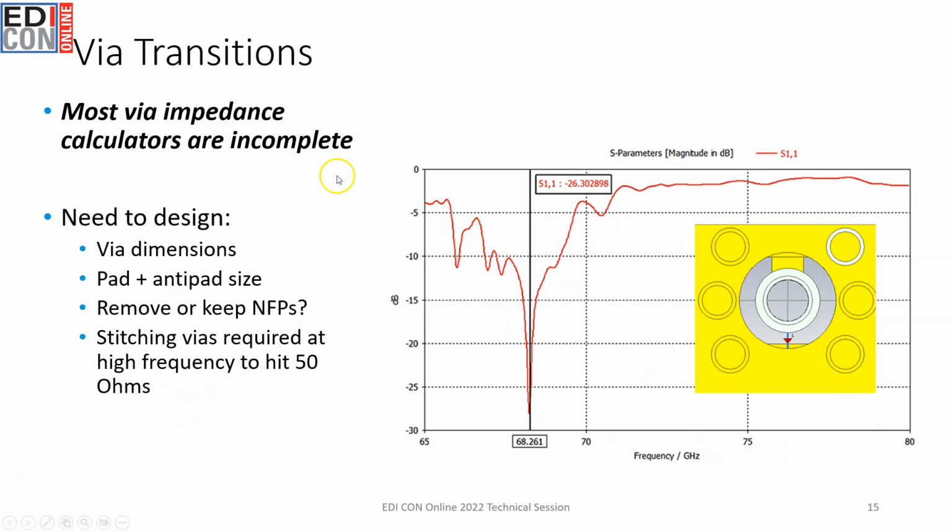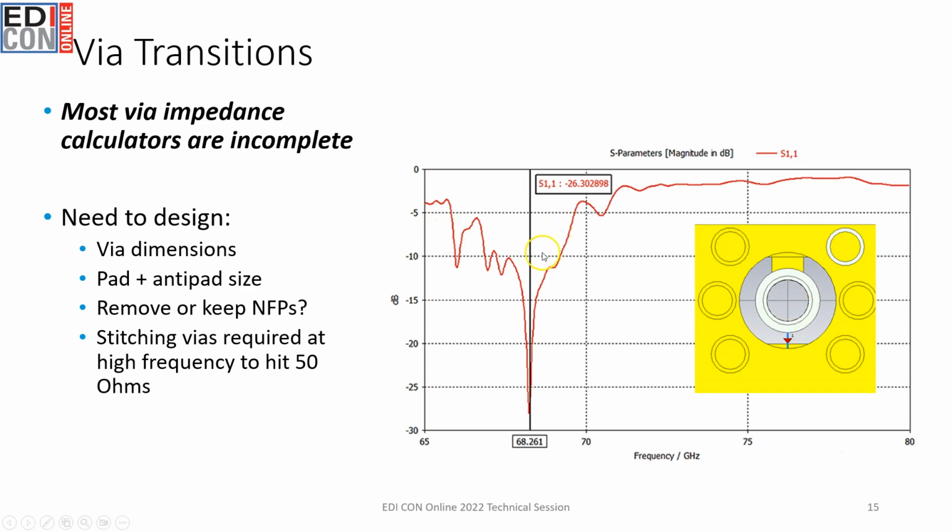So the other thing about via transitions, and the thing I always point out to folks who are trying to use via impedance calculators, is that via transitions can also have those resonances. And most via impedance calculators are incomplete. What I mean by that is that they simply can't calculate any of this resonant behavior that occurs due to wave propagation within this structure.